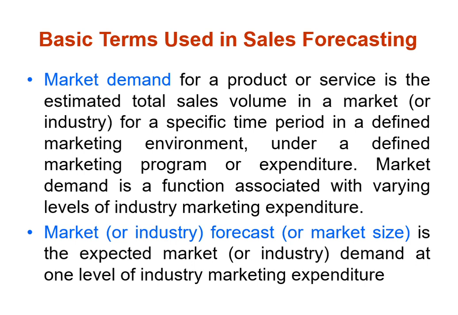Basic terms used in sales forecasting. Market demand. Market demand for a product or service is the estimated total sales volume in the market or industry for a specific time period in a defined marketing environment under a defined marketing program or expenditure. Market demand is a function associated with varying levels of industry marketing expenditure. Market or industry forecast, market size, is the expected market or industry demand at a level of industry marketing expenditure.